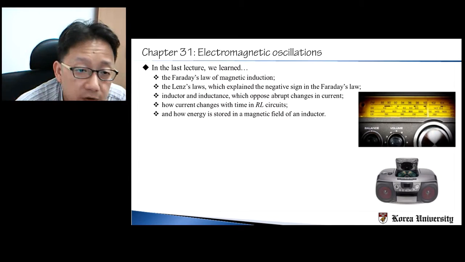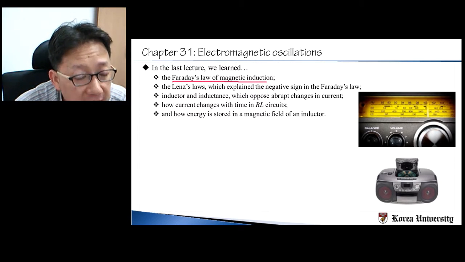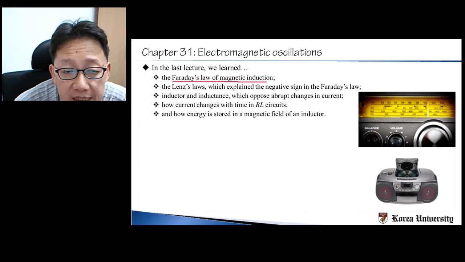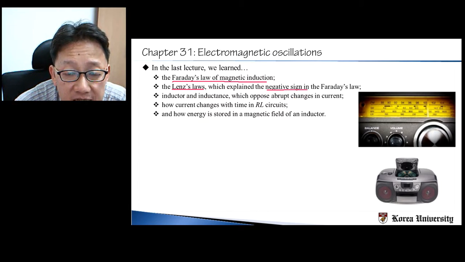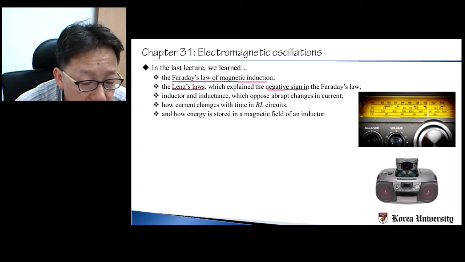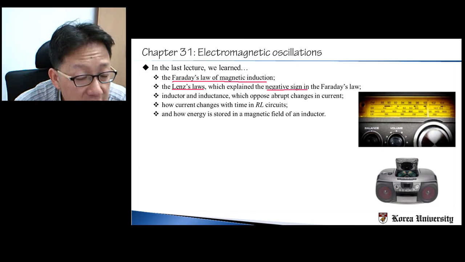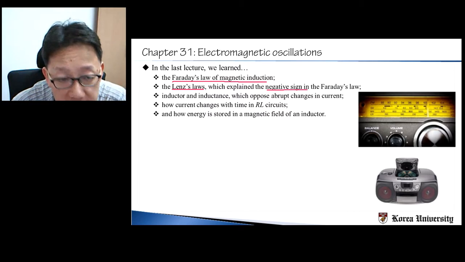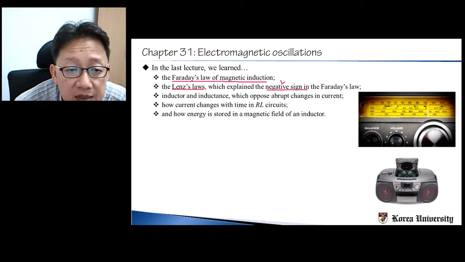Okay, let's review first. In the last lecture, we learned Faraday's law of magnetic induction. We learned how to express it using the EMF and also by using the electric field, right? Okay. And then we also learned Lenz's law, which explained the negative sign in Faraday's law. And basically, Lenz's law showed us that nature doesn't like change. Okay, so it tries to oppose the change, so that's why we have the negative sign.